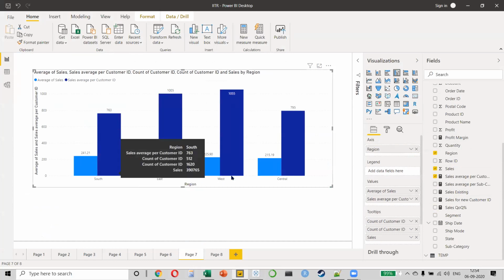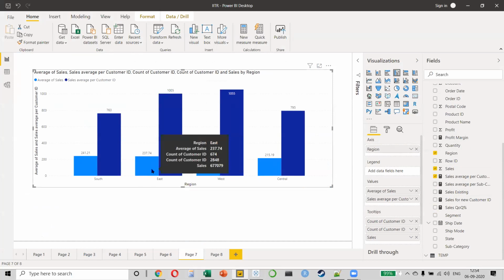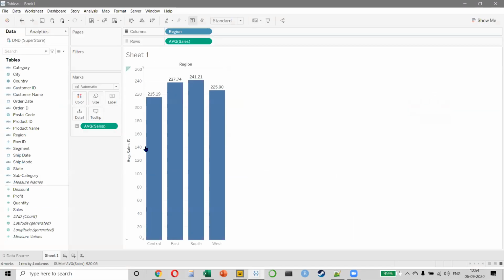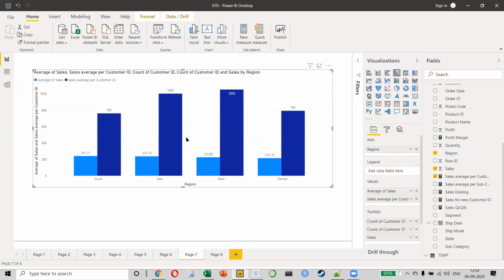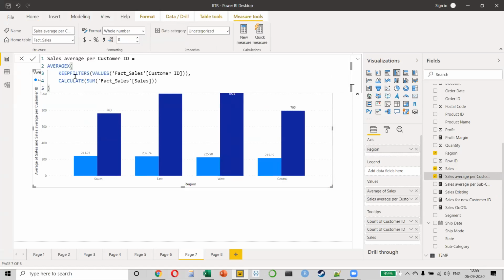Okay, so central is 215 and east is 237, right? So we are mapping both the numbers. So far, everything is very simple. Now comes the difficult part. How did we create our measure? Remember, we had to do this. We created keep filters, values. So basically, we found out the sum of sales for every single customer, and then we averaged it out, right? We are not averaging every transaction, but the average of the total of every customer.